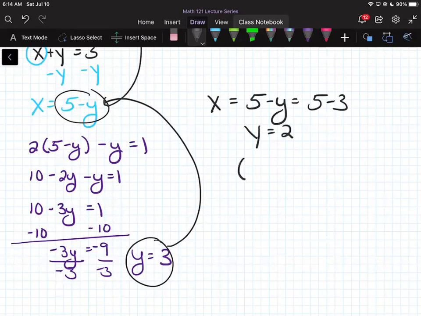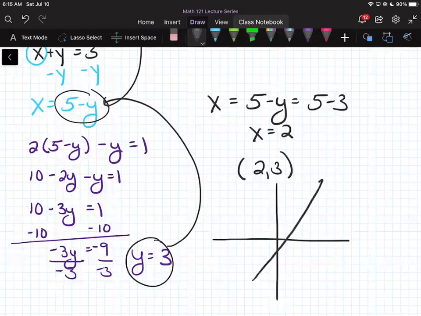Notice the solution to your system is an ordered pair. This should be x equals 2, and so my solution to my system is (2, 3). What this means is if I were to graph these two lines, so I have one line that's going to come here, and I have one line that's going to come here, they are going to cross at the point (2, 3).